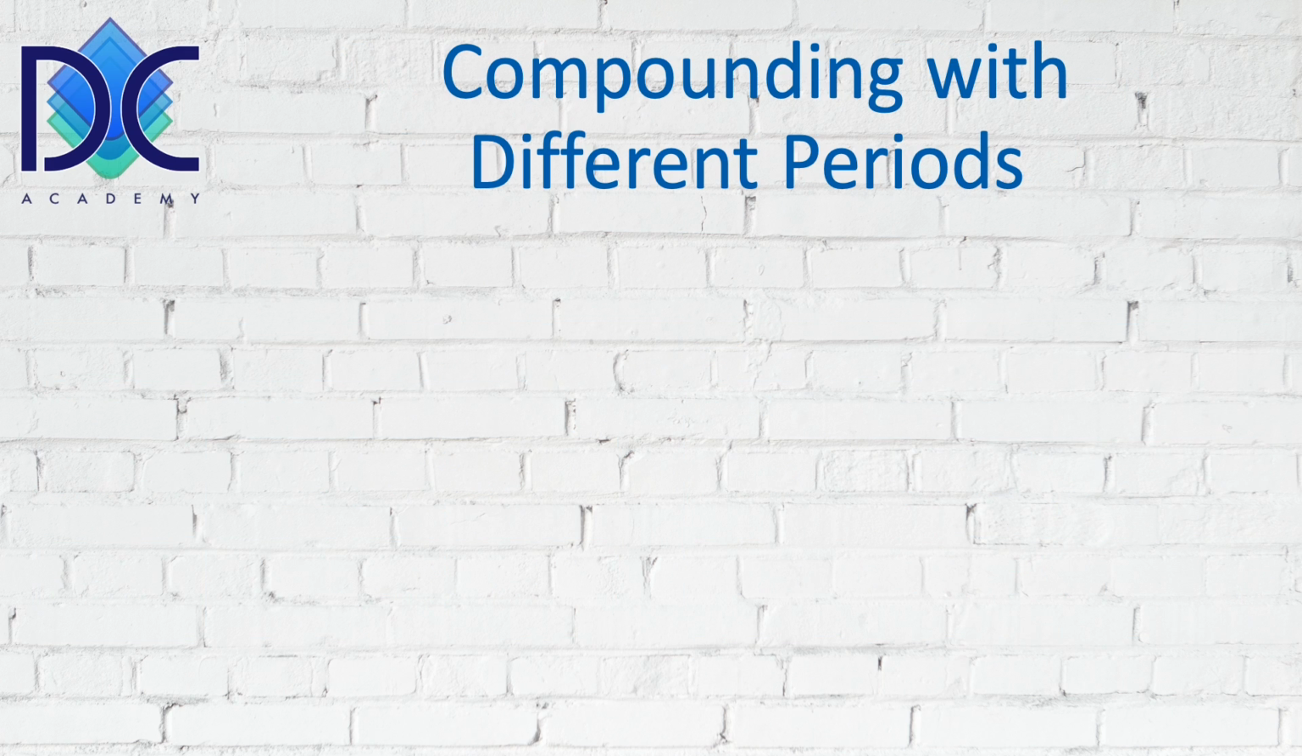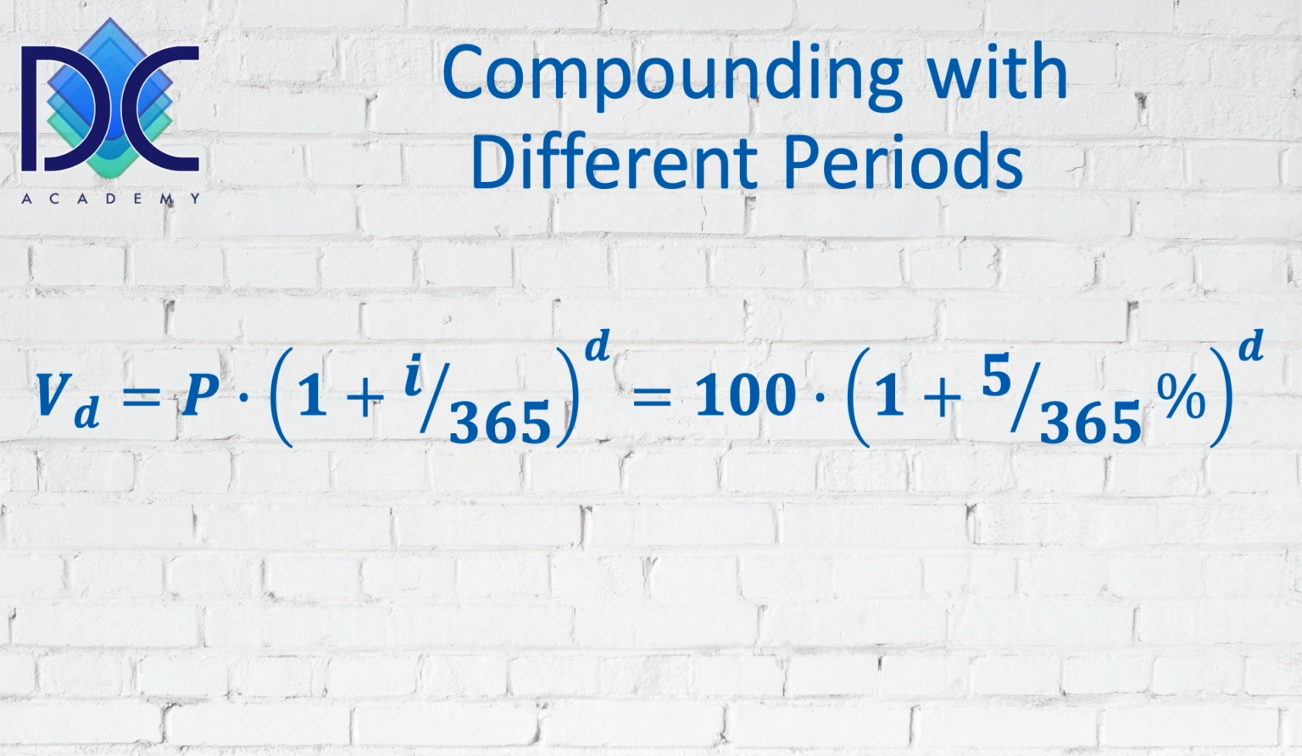Let's have a look when we do the compounding over a different period. Let's assume that we have a principal of $100. We're compounding over 365 days. So we can say that the compounding formula is the principal multiplied by 1 plus the 5% divided by 365, to the power d. Now we can compound over 5 days, but let's see what happens when we compound over 365 days.